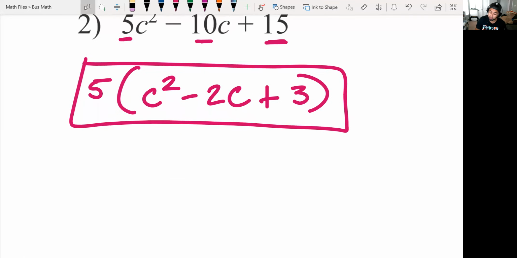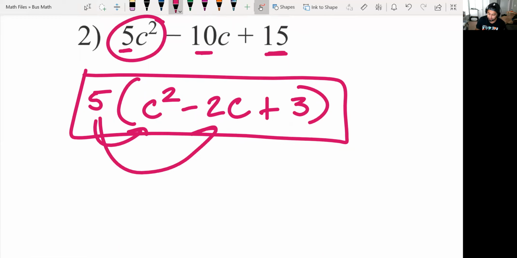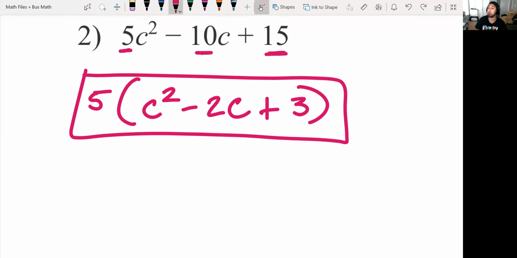You can definitely check your work. 5 times c squared is 5c squared. 5 times negative 2c is negative 10c. 5 times 3 is 15. It checks out. We have factored out the greatest common factor correctly. And that's it.